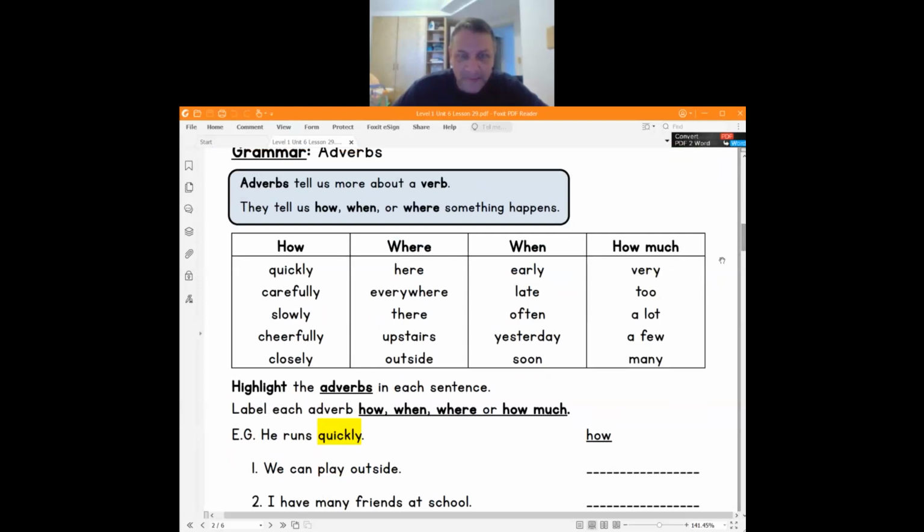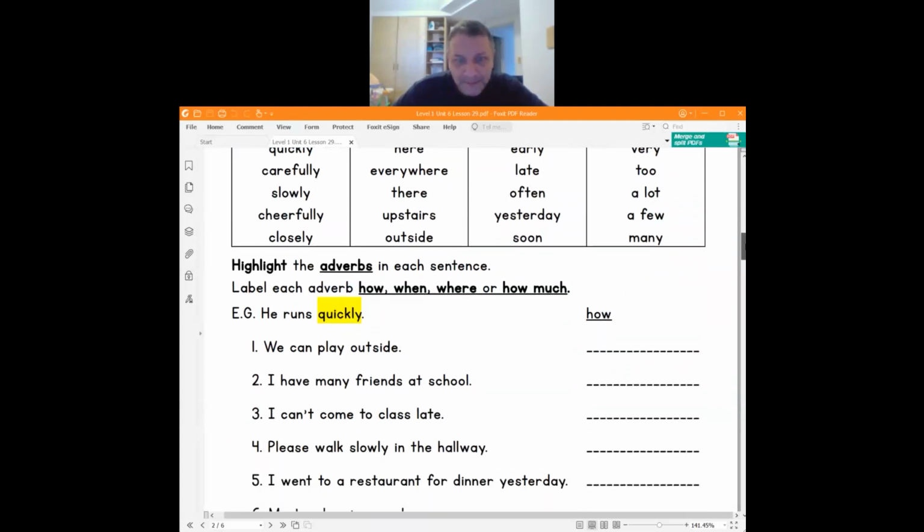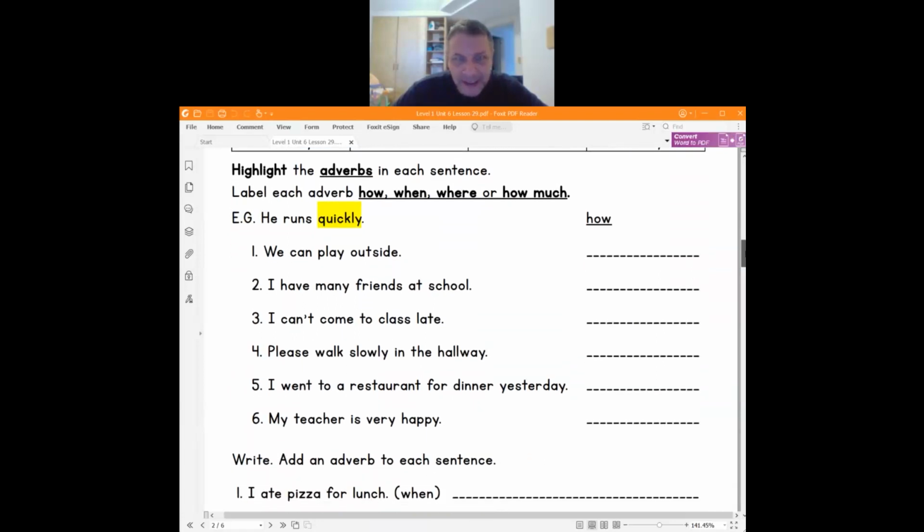So, Casper, check out this chart. We've got so many adverbs here. We've got 4 different kinds of adverbs, Casper. And in each box, we have 5 different adverbs. 4 times 5, Sean knows because he's good at math, is 20. So here in these boxes, we see 20 adverbs. 5 for how, 5 for where, 5 for when, and 5 for how much. Okay?